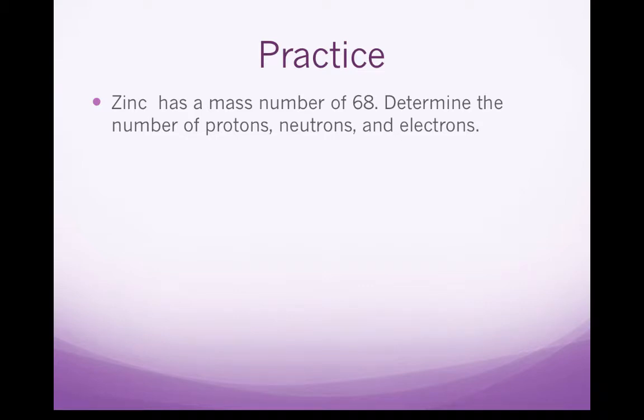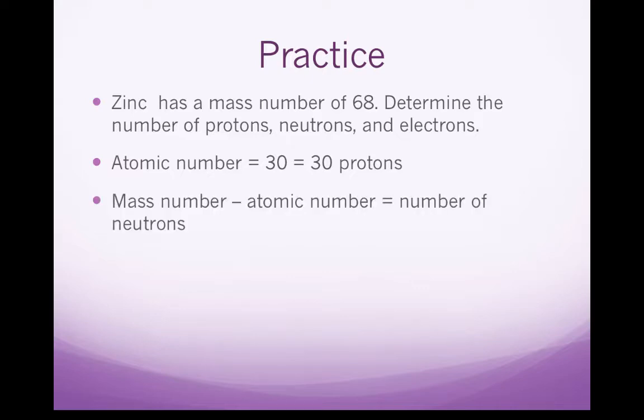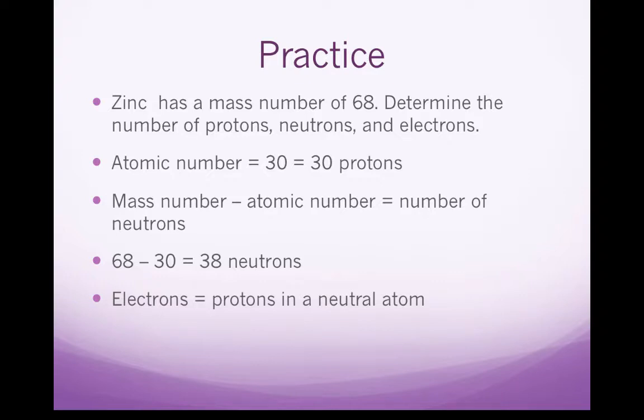Okay, let's do some practice. So zinc has a mass number of 68. Determine the number of protons, neutrons, and electrons. So our atomic number equals 30, which is 30 protons. We get that from the periodic table. The mass number minus the atomic number is equal to the number of neutrons. So we're told our mass number is 68. We subtract the atomic number, which is the number of protons, and we get 38 neutrons. And then the electron should equal the number of protons in a neutral atom, so we should have 30 electrons.